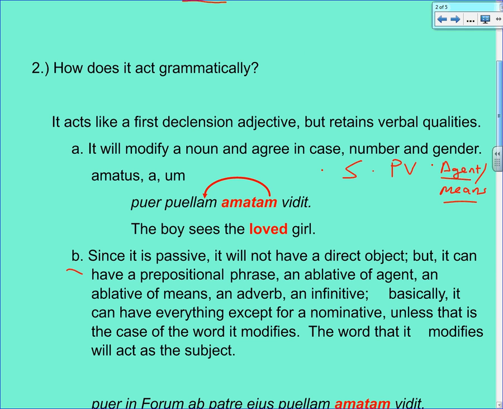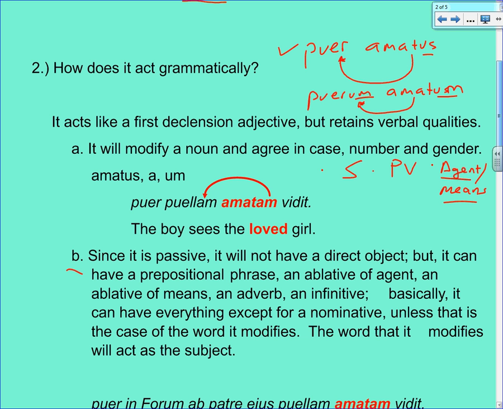Unless, of course, like we saw with puer amatus, if the word that it modifies happens to be nominative, then yes, puer is the subject of the action of amatus. But if puer were in the accusative, then the case has changed. In this case, they're accusative, and guess what? Puer is still the actor or the subject of the action in amatum. So it is by coincidence that it ends up being nominative. The word that it modifies will act as the subject.